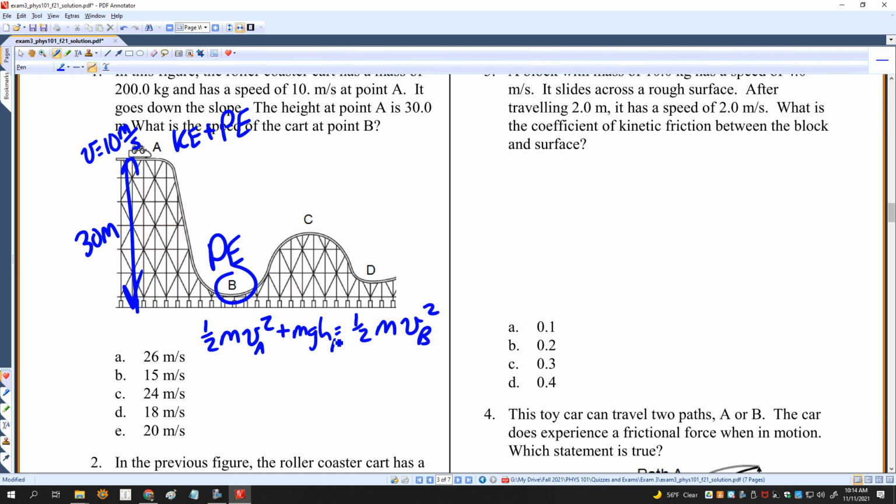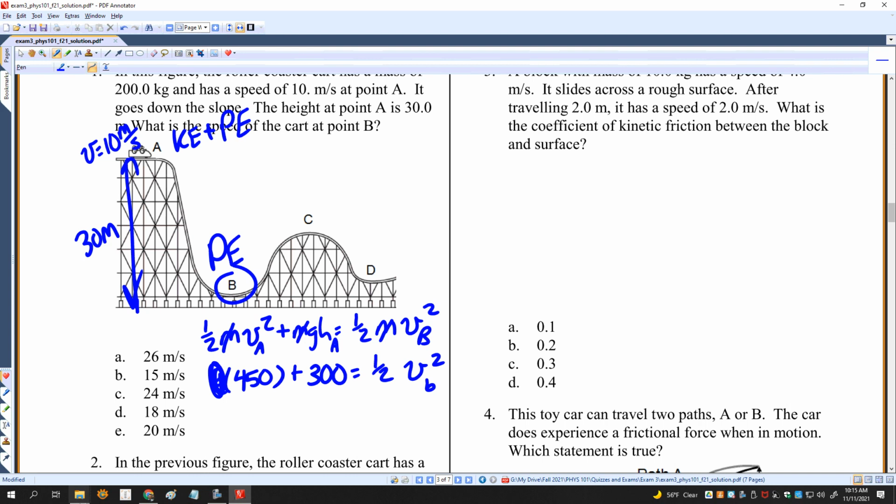At point A, notice my masses are going to all cancel out. That's 1/2 of 30 squared, or 450, plus 10 times 30, or 300, equals 1/2 of VB squared. Whoops, I'm sorry. So this should be not 1/2 of 450, but just 450. It's half of 900. 30 squared is 900, so that's 750, 1500. The square root of 1500. I get 38. Let's see.